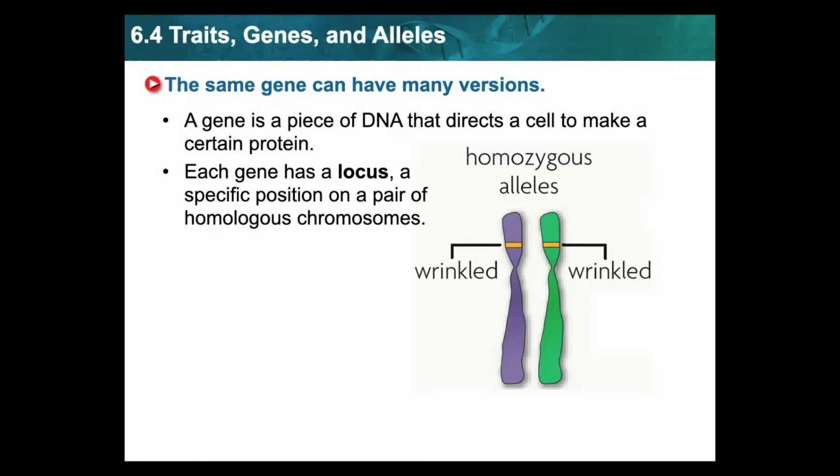So for every trait you can think about, we have two genes for every trait. If you have blonde hair, well, you would have two genes that give you the blonde hair trait. Now, if you have brown hair, though, it could be a little bit different. For brown hair, you could have a gene for brown hair and a gene for blonde hair, but only show the gene for brown hair.